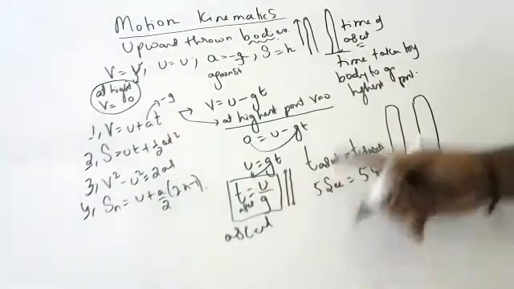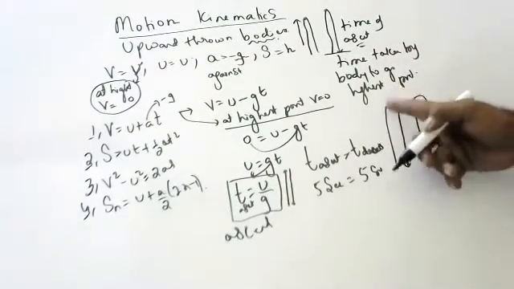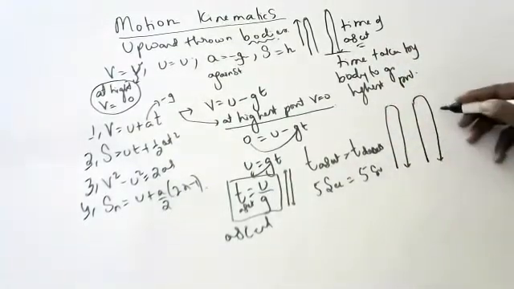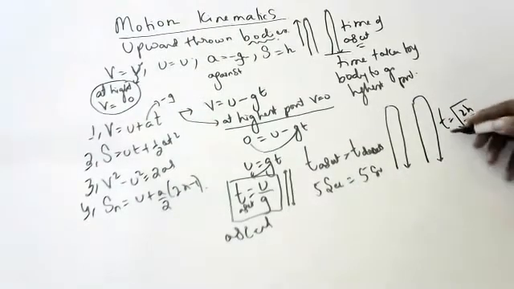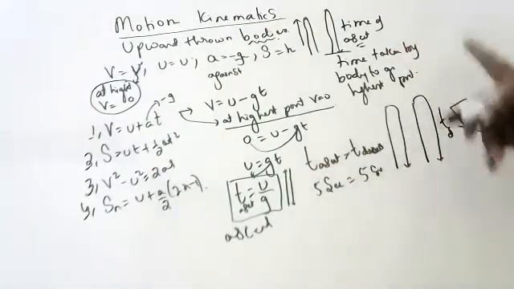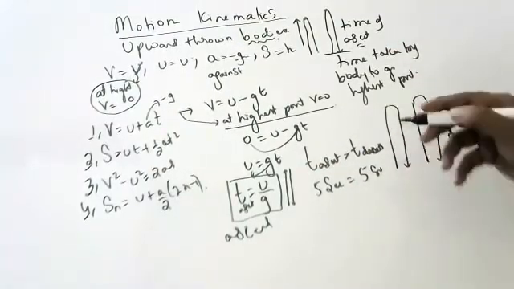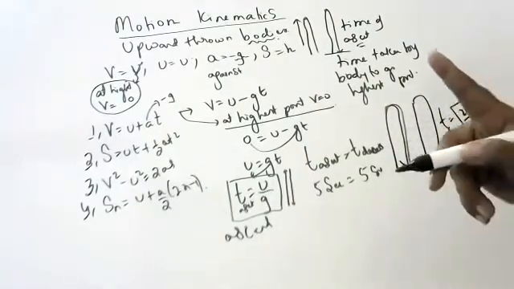So time of ascent means time taken by body to go to the highest point. And time of descent, if you remember in one of the videos I told, t is equal to root of 2h by g, that is time of descent in freely falling bodies. Time of ascent and time of descent are equal. So children, to go up and to come down, it is the same.